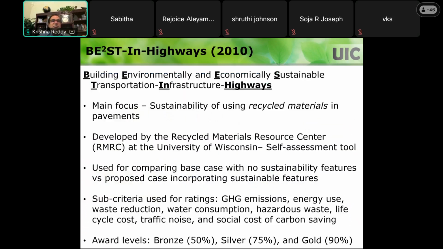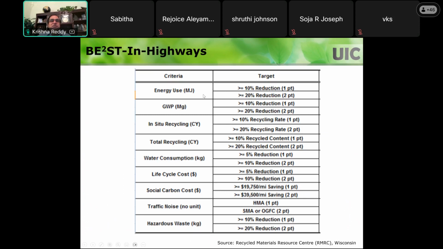This other one is called BE2ST or BEST in highways. This is developed by University of Wisconsin-Madison, and this is a tool that looks at the sustainability of using recycled materials in pavements. And again, it considers these different criteria. Okay, how much is the energy reduction compared to the baseline? If you do it the conventional way versus if you use recycled materials, how much reduction are you getting in the energy use, greenhouse gases, carbon footprint, all these things. You look at these considerations.